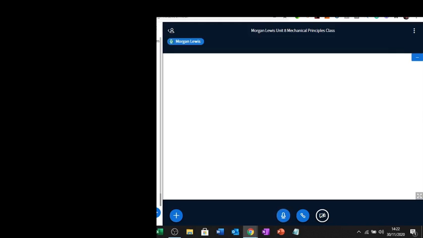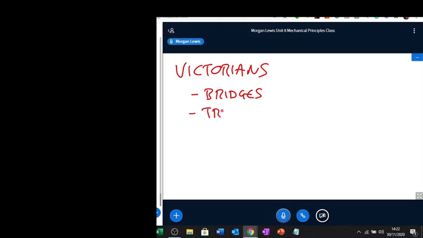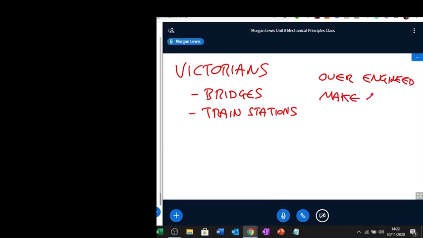That's why the Victorians, if you look at Victorian stuff, their bridges, train stations, think of the one that Brunel built, right? They over-engineered them because they didn't understand the science. Just make them big, because they got all the money. They don't really give a monkeys about health and safety. Make them big. All right.